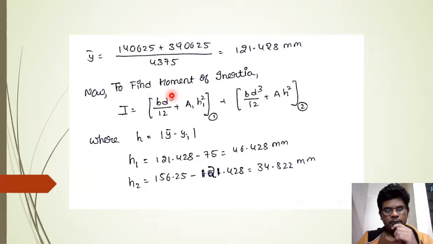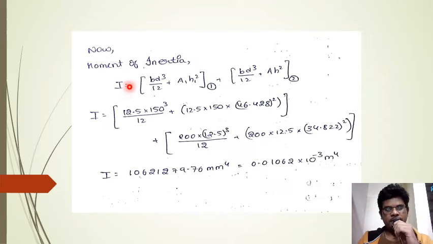Now we have to find the moment of inertia of the T section. We are going to use the formula I equals BD cube by 12 plus A H square, where H is the difference between the centroid of the T section and the centroid of each section. So here H1 equals the centroid of the T section minus the centroid of the first section, that gives 46.428 mm, and H2 is the difference between the centroid of the T section and the centroid of the second section, that gives 156.25 minus 121.428, which equals 34.822 mm.